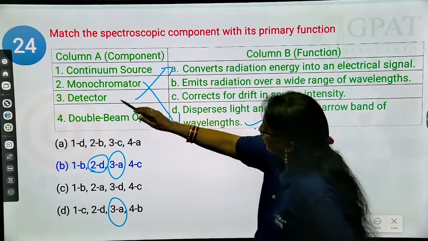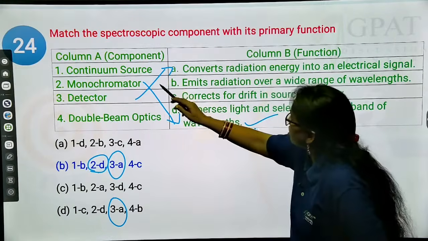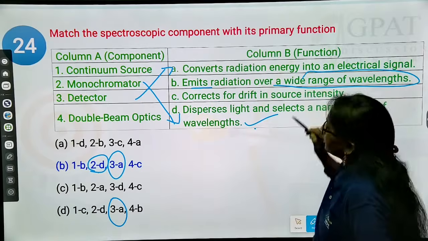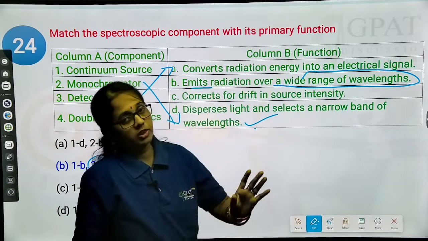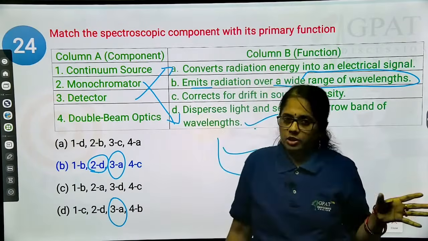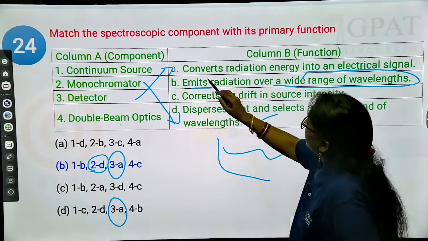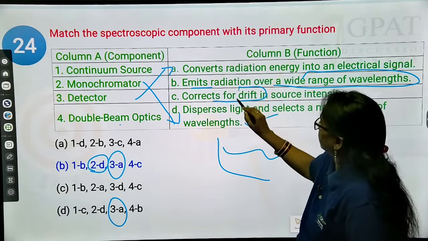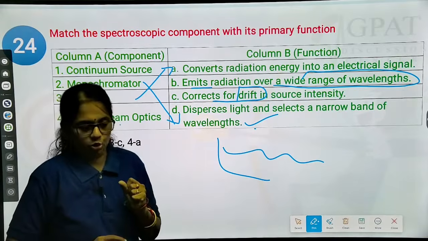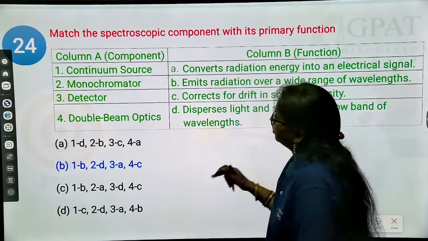Let us see the other statements also. Continuous source and double beam optics. What is a continuous source actually doing? It emits the radiation over a wide range of wavelengths. Throughout the wavelength range, we can get a continuous source of radiation, so that the entire spectrum can be obtained. And why are we going to use double beam optics? They are going to correct the drift. So drifts are going to be minimized in the case of double beam instruments, right? So this is also an easy matching from this point of view.